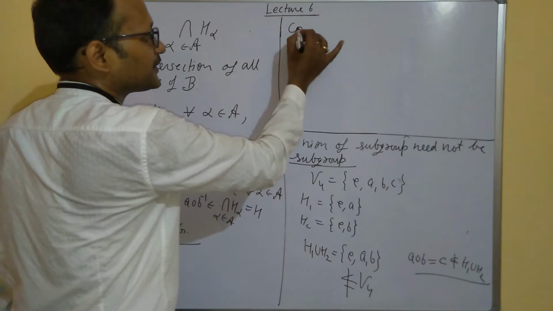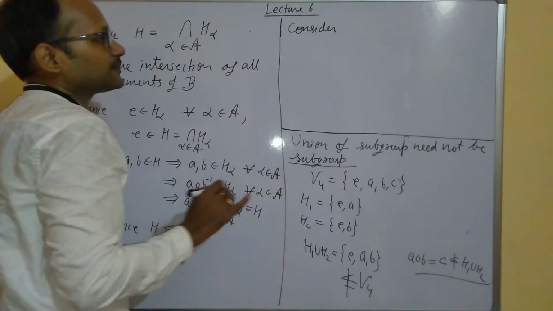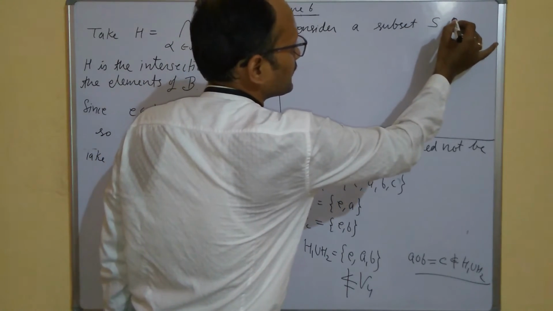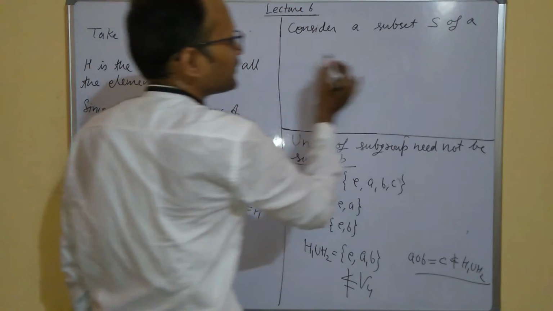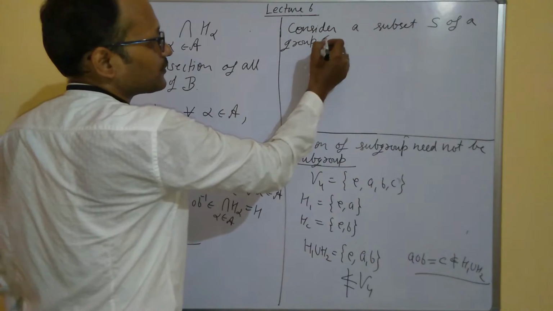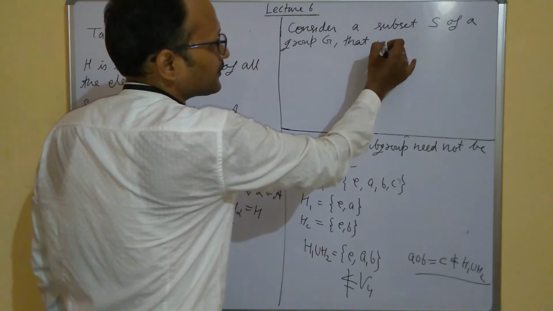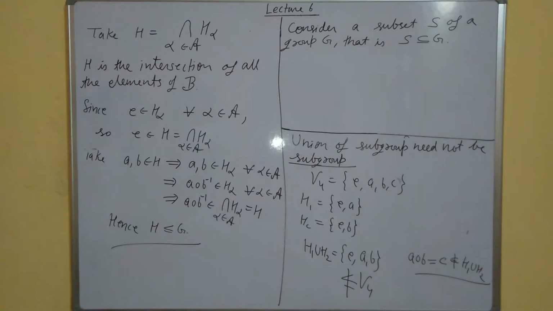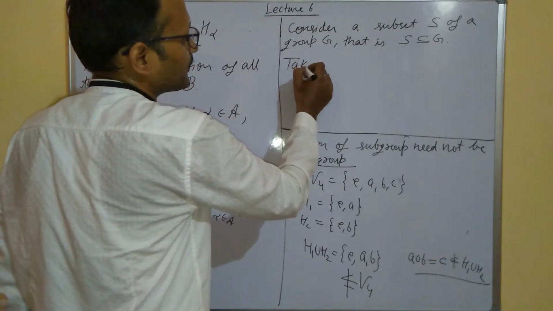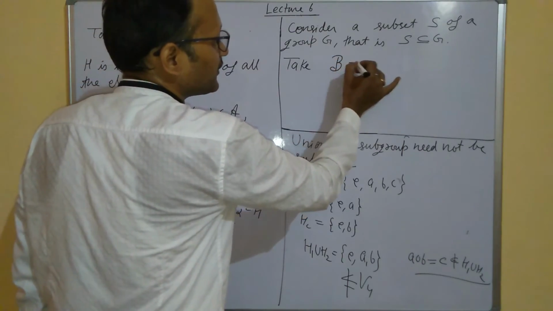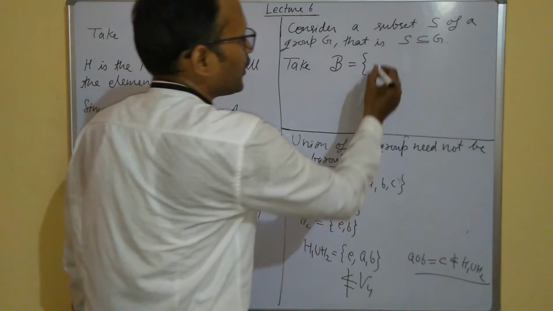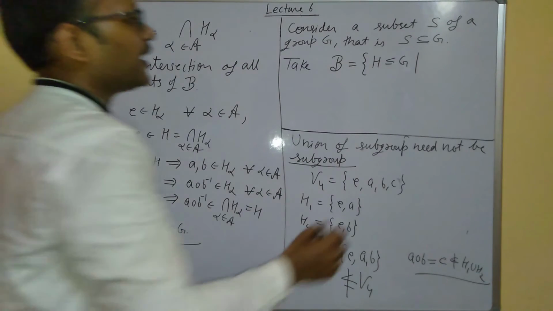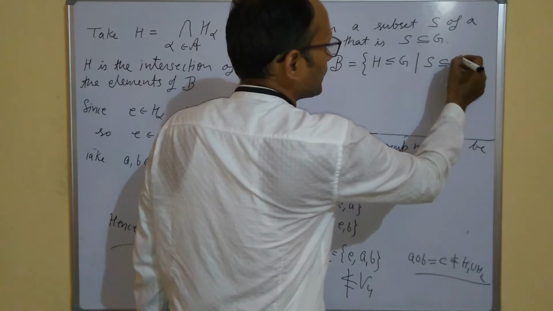Now consider a subset S of a group G, that is, S is contained in G. Take a family B of H subgroups of G such that S is contained in that subgroup H.